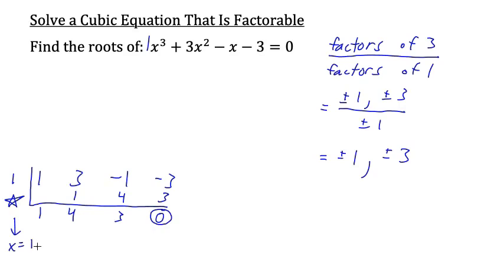Let's go ahead and convert that into factored form. So I'm going to subtract 1 from both sides. And a root of x equals 1 corresponds to a factor of x minus 1. All right, so we're going to rewrite this in factored form. So our first factor is x minus 1. And then what's left is x squared plus 4x plus 3.